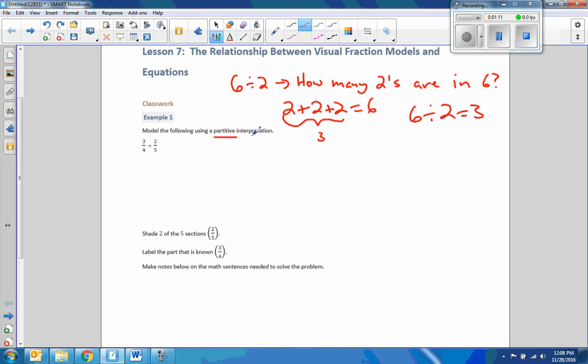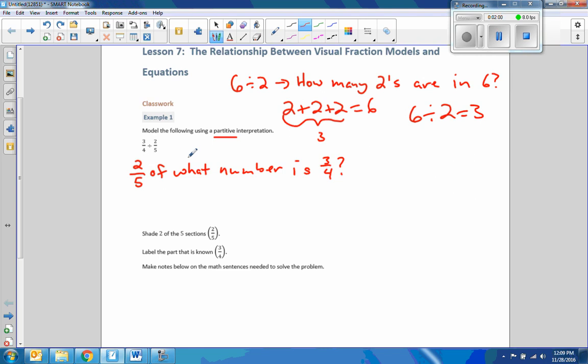So if we model the following using a partitive interpretation, what we're really saying is how many 2/5 are in 3/4. Or in other words, 2/5 of what number is 3/4? Just like here, 2 of what number is 6? If we had 2 3's, it'd be 6. 3 of what number is 6? 2. Okay? So 2/5 of what number is 3/4?